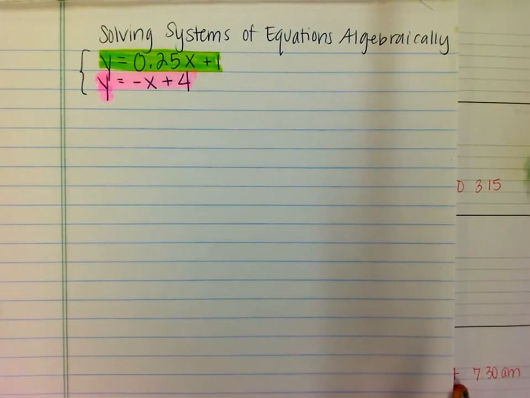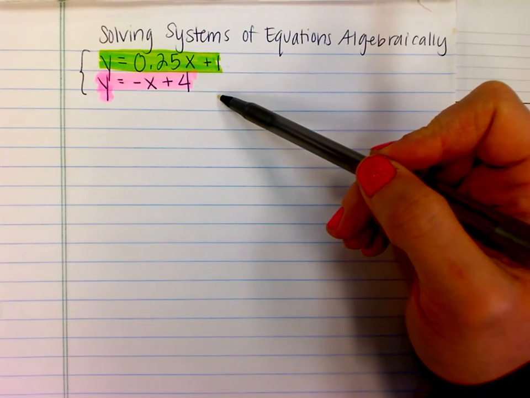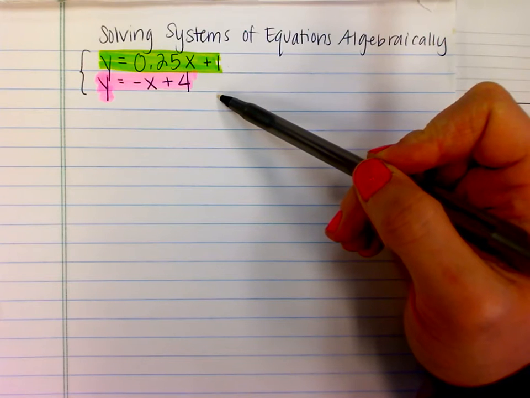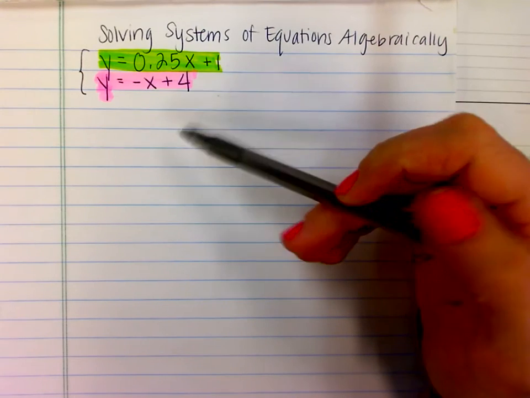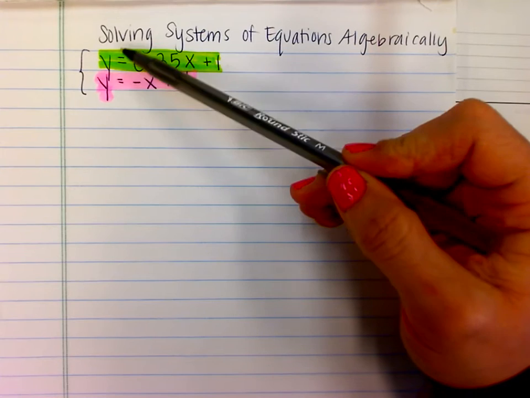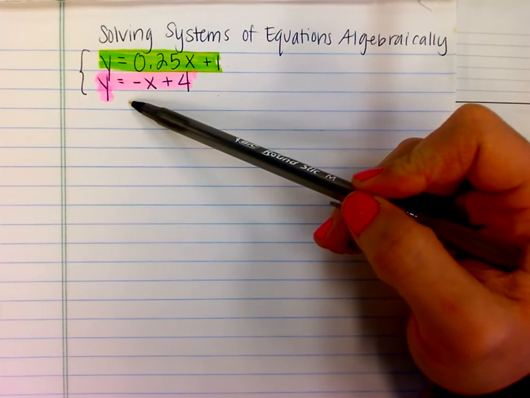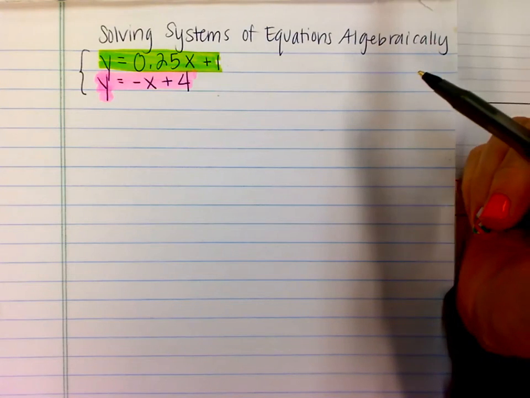So we are going to solve this system of equations algebraically. This is another method for solving if we didn't have a way to graph them. So you'll notice that both the green and the pink equation are equal to y. So essentially, we can set them equal to one another, which is what we're going to do.